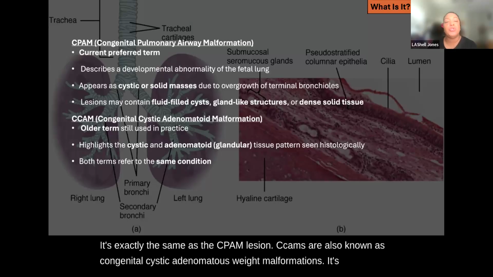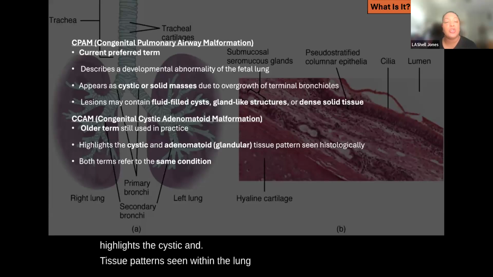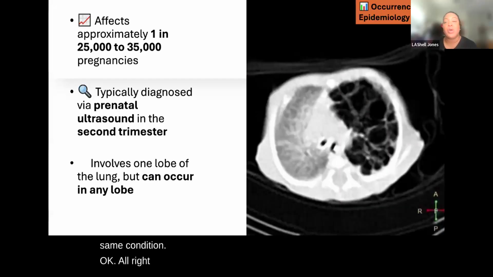It's just an older term that some still use in practice. Now, with CCAM lesions, it highlights the cystic and glandular tissue patterns seen within the lung tissues. Both terms refer to the same condition. Okay, all right. Now, it affects approximately 1 in 25 to 35,000 pregnancies.